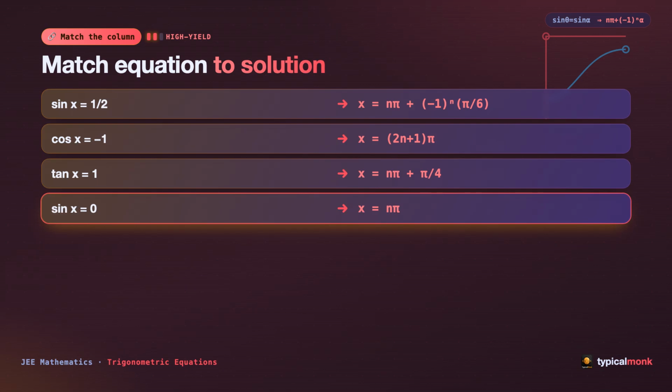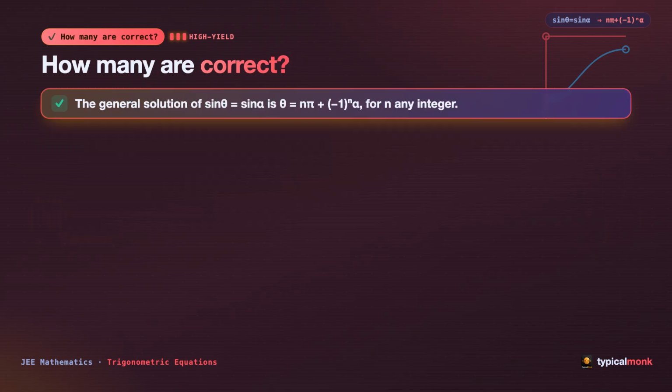If all 4 came to you before the reveal, general solutions are becoming yours. Here is a favorite format. I read some statements. You silently count how many are correct. Statement 1. The general solution of sin theta equals sin alpha is theta equals n pi plus minus 1 raised to the n times alpha for n any integer.